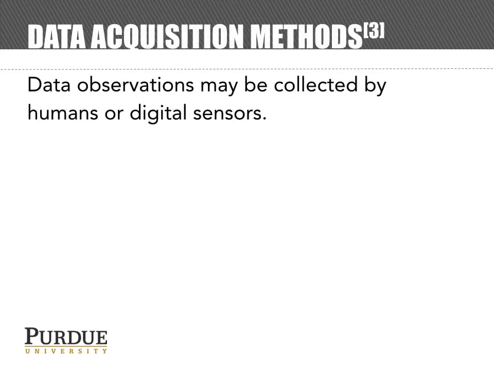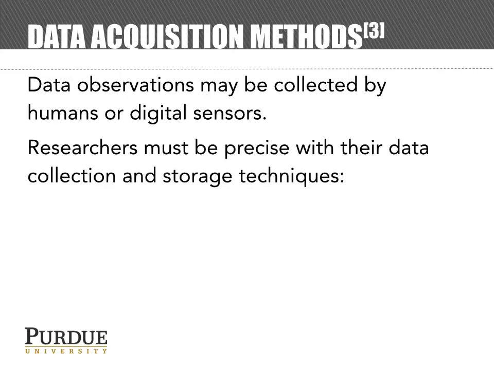Observations can be conducted on humans, animals, plants, or sometimes even on inanimate objects such as soil. These observations may be conducted by human researchers or by optical or digital sensors. Many times, data are irreplaceable. For this reason, it is important for researchers to be accurate and precise with their data collection and storage and preservation techniques and processes.